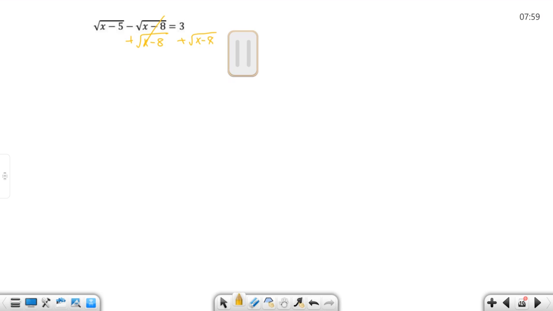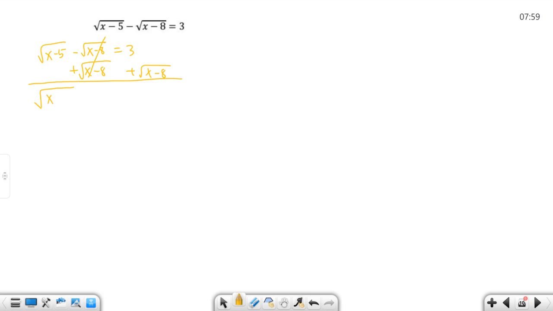Now when I get to that point, and I shouldn't have, I'm going to fix this. I didn't want to mark through my original equation. So let me come over here and say the square root of x minus 5 minus the square root of x minus 8 equals 3. I'm going to add the square root of x minus 8 to both sides, plus I'm giving myself more room here, which is good. Square root of x minus 5 equals 3 plus the square root of x minus 8.